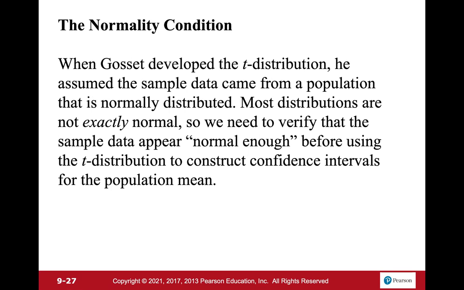The normality condition. When Gossett developed the t-distribution, he assumed the sample data came from a population that is normally distributed. Most distributions are not exactly normal, so we need to verify that the sample data appear normal enough before using the t-distribution to construct confidence intervals for the population mean.